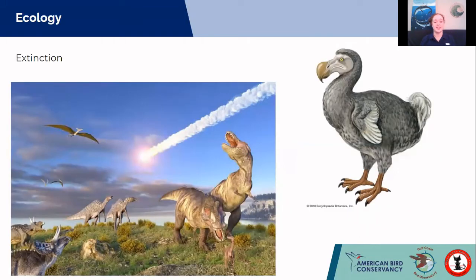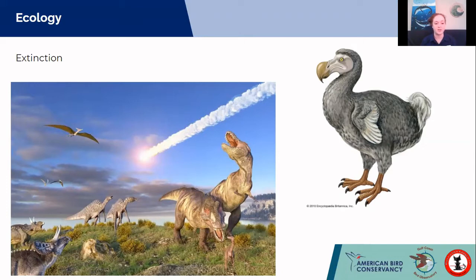Now, this isn't to say that changes in the ecosystem are always bad or unnatural. In fact, ecosystems are always changing, and sometimes those changes have huge effects on certain species. When a species dies off entirely with no surviving members to create future generations, it is known as extinction. Extinction is a natural part of life.